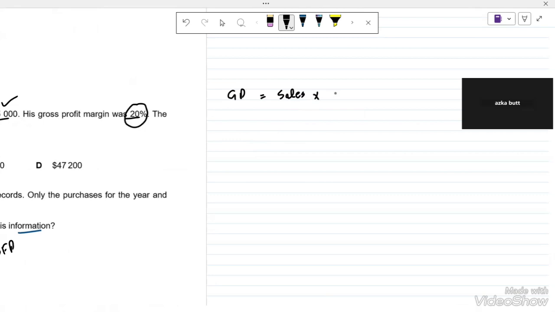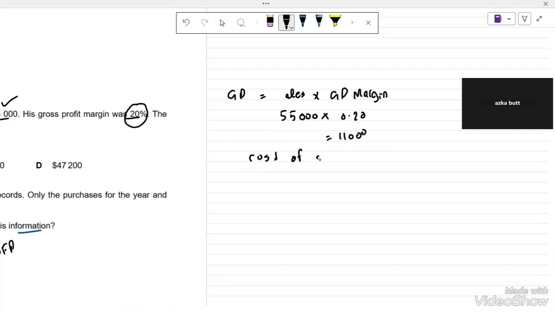sales multiply GP margin. So the sales was 55,000, multiply 20% was the GP margin, 0.20. So we have 11,000, which is GP.